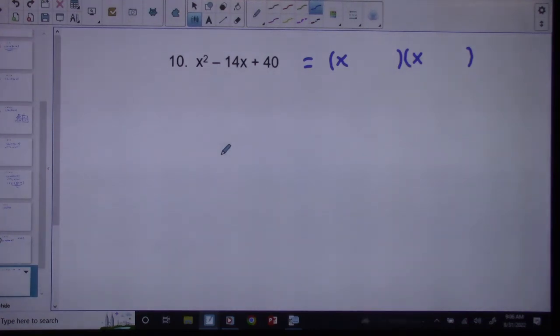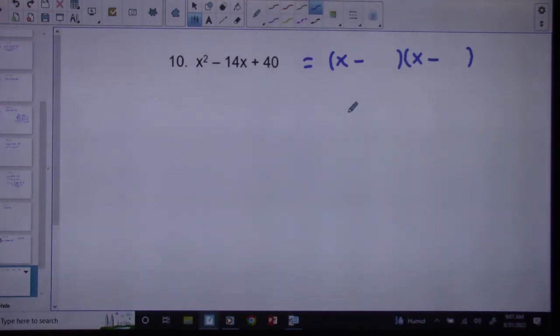Okay, I'm going to take you through a thought process here, so I want you to listen carefully to what I'm about to say. Everybody listen carefully, no extraneous thoughts or conversations from you, right? Okay, right now, this is 40, which is a positive number, but you look over here, you see a negative number. So what does that tell you 40 is going to be the product of? Two negative numbers, okay?